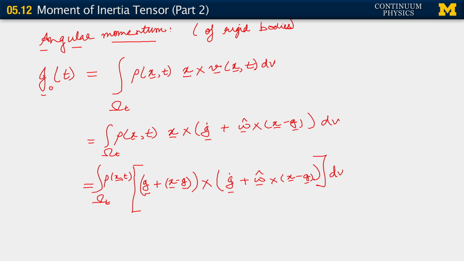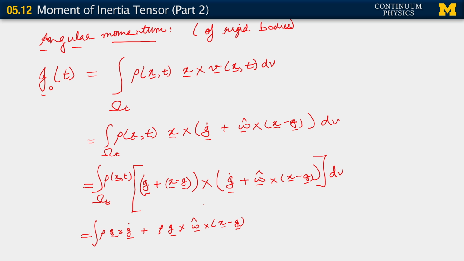And now when we pull things together, we will observe that we can write these integrals out in the following form. We have rho. I'm going to suppress the writing of arguments of rho; we just remember that it depends upon x and t. So we have one term which is rho g cross g dot, plus rho g cross omega hat cross x minus g.